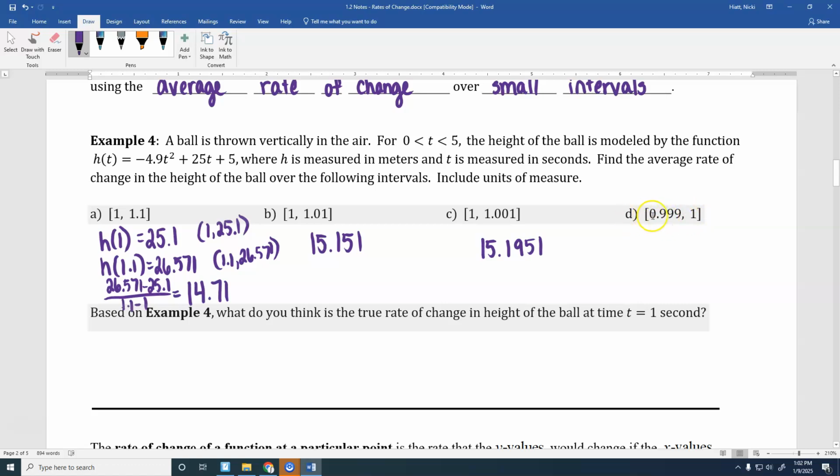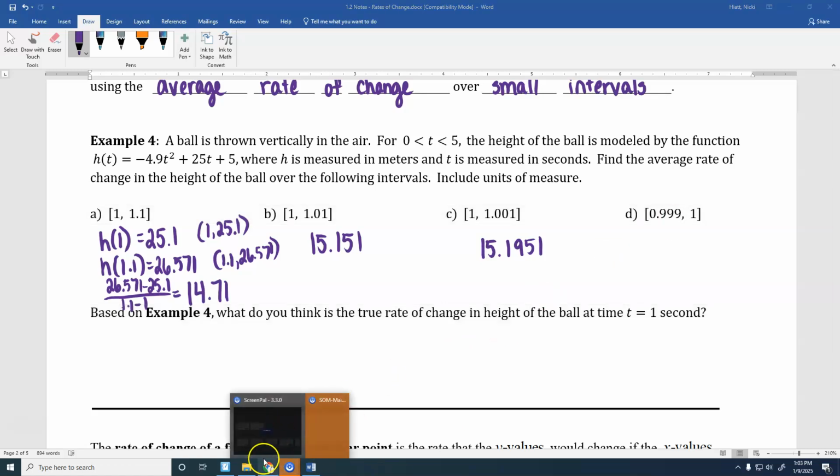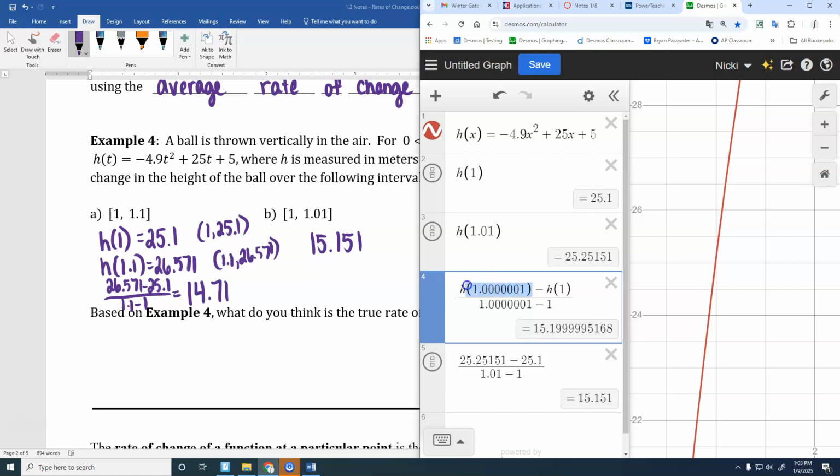I also could look at the slope. Here they want me to look at 0.999 and 1. So if I go over here to Desmos, let's change this to 0.999. It really doesn't matter which order it's in. Right there, I get 15.2049.